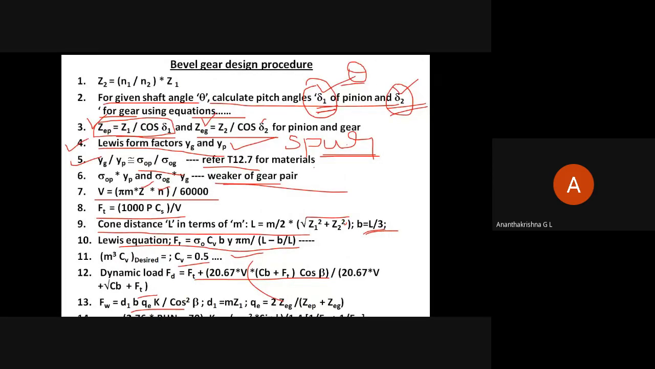Please take out your data handbook and check for equations of delta 1 and delta 2. Please give me that equation number.